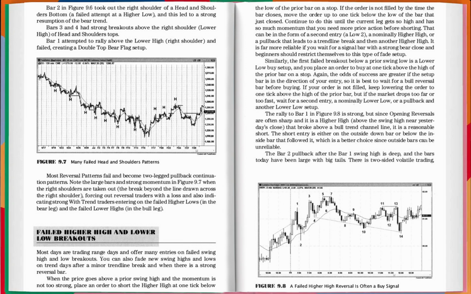Similarly, the first failed breakout below a prior swing low is a lower low buy setup, and you place an order to buy at one tick above the high of the prior bar on a stop. Again, the odds of success are greater if the setup bar is in the direction of your entry, so it is best to wait for a bull reversal bar before buying.